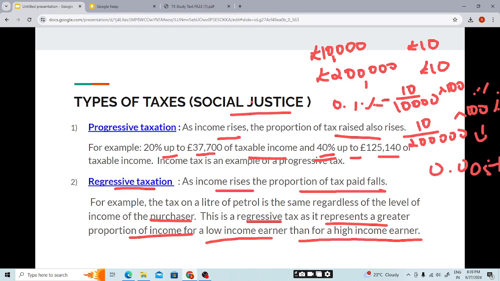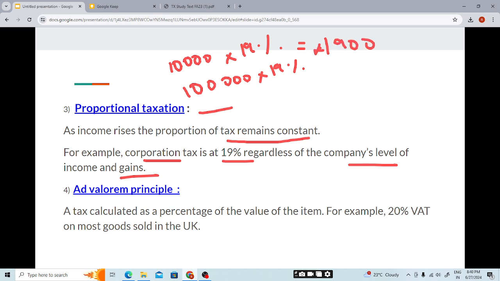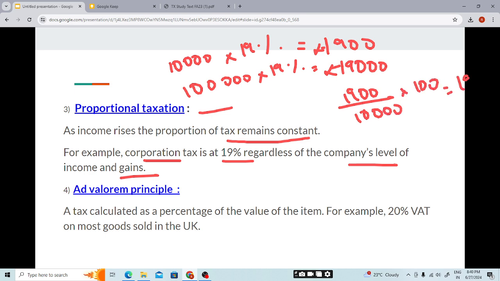If you apply the same calculation as in the previous slide, where on 10 lakhs you are paying 10 pounds tax and on 2 lakhs you are paying 10 pounds tax, take the example of 10,000 pounds: you are paying a 19 percentage tax rate, and if you earn 1 lakh pounds, you are also paying 19 percentage. So 19 percentage on 10,000 is 1900 pounds, and on 1 lakh it is 19,000 pounds. Now calculate the proportion: 1900 divided by 10,000 pounds into 100 will give you 19 percentage.